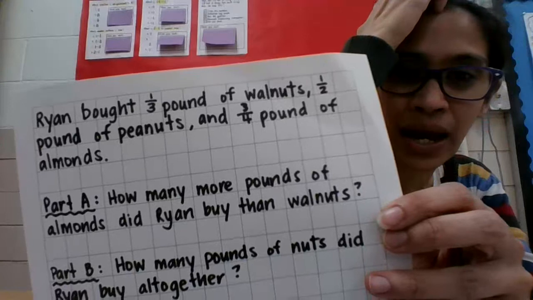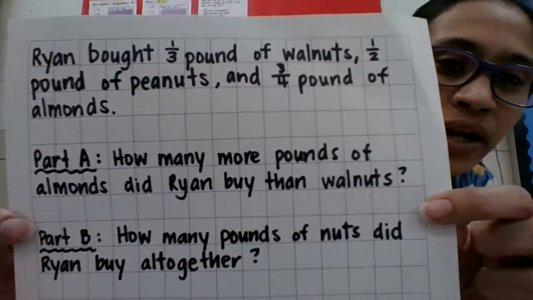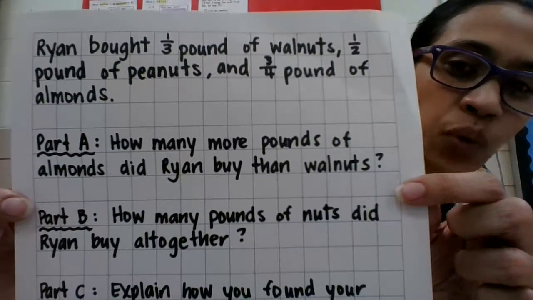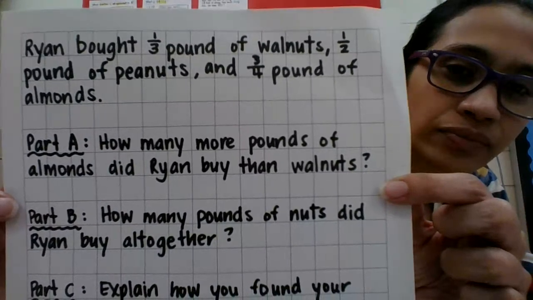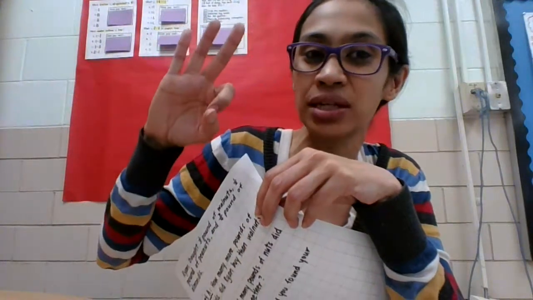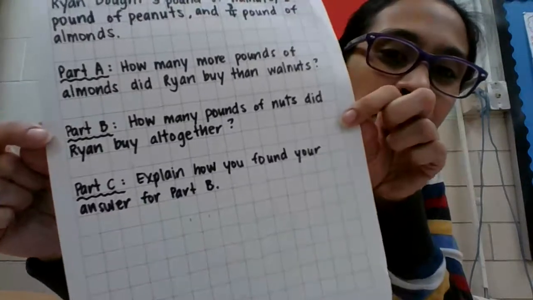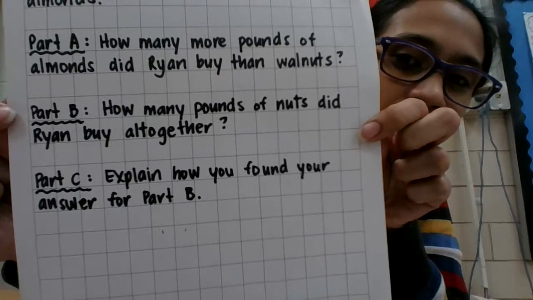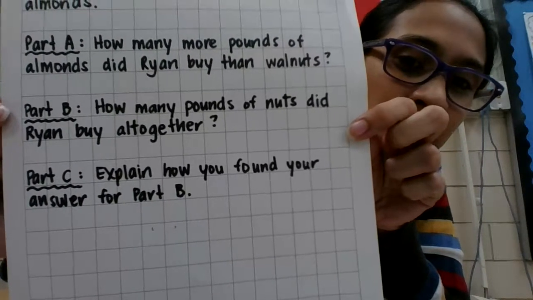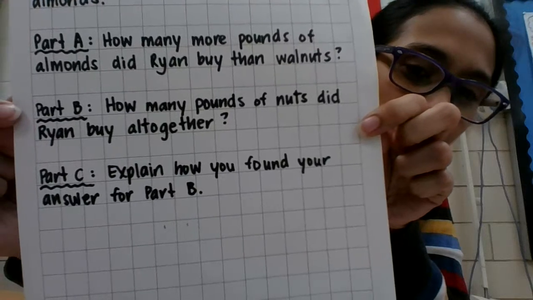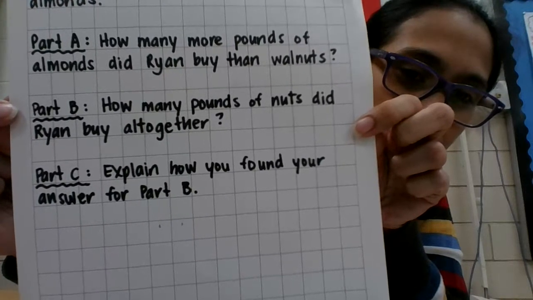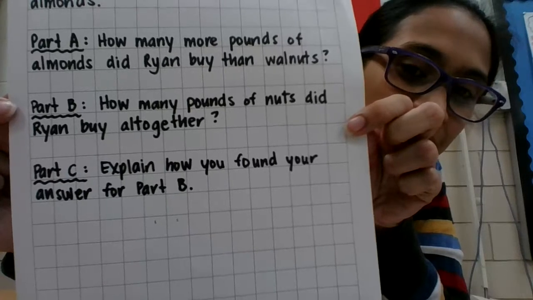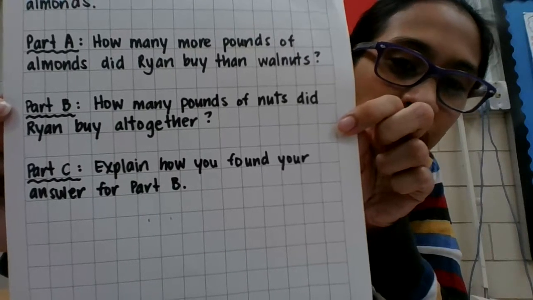Here's the question. Ryan bought 1/3 pound of walnuts, 1/2 pound of peanuts, and 3/4 pound of almonds. Okay, so here's your information, and this is a 3-part question. So I should see 3 answers or responses. Part A, how many more pounds of almonds did Ryan buy than walnuts? Part B, how many pounds of nuts did Ryan buy altogether? And part C, explain how you found your answer for part B.